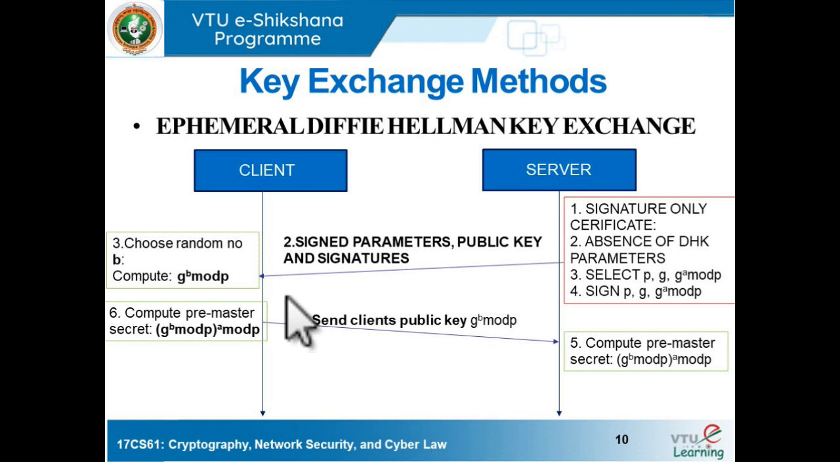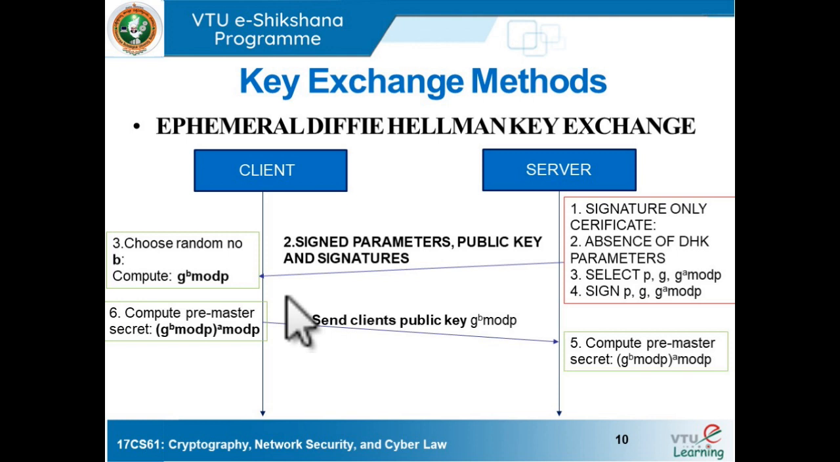Now why is this key exchange method called as ephemeral? Since the Diffie-Hellman parameters and the public key may be chosen new for every session, we call it as ephemeral Diffie-Hellman key exchange. Now the certificate does not have inbuilt Diffie-Hellman key parameters. But every time the server wants to communicate with the client, it will choose explicitly the Diffie-Hellman key parameters and then sign it and send to the client. Hence, this variant is referred as ephemeral Diffie-Hellman key exchange.